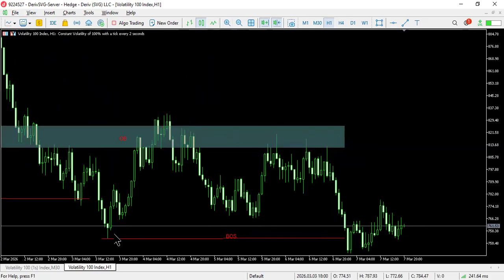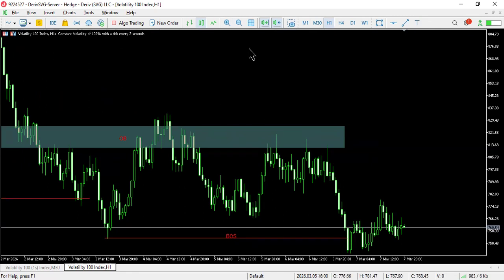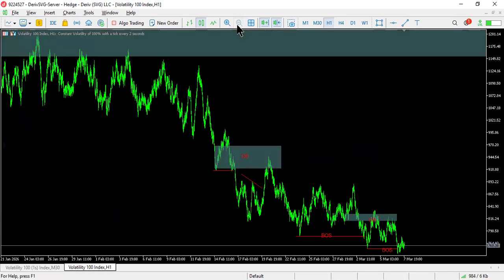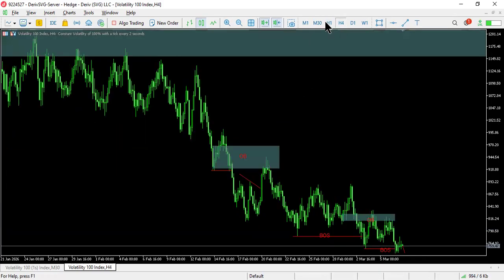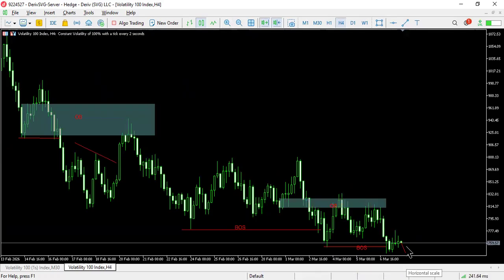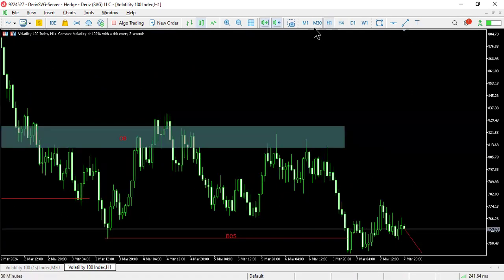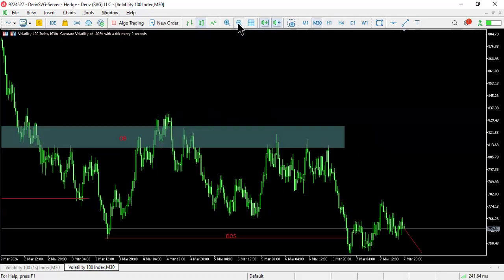However, this setup is not yet ready. Therefore, for this one, there's no sell limit coordinates or instant execution. However, what I'm waiting for on volatility 100 is I'm waiting for price to break this low and then give me a new break of structure, and then I'll mark my order block, and then I can see if I can enter in this trade.